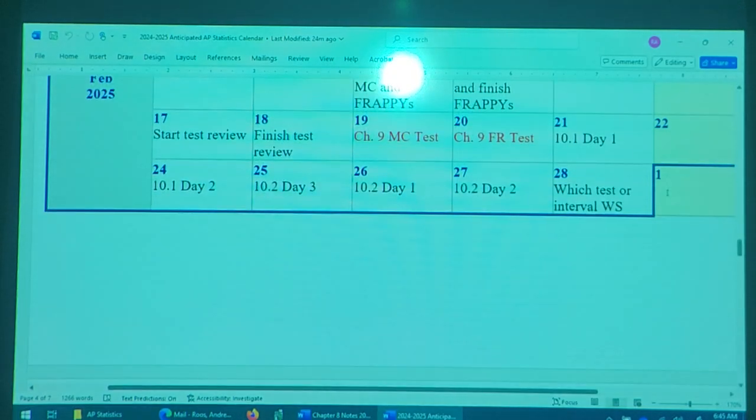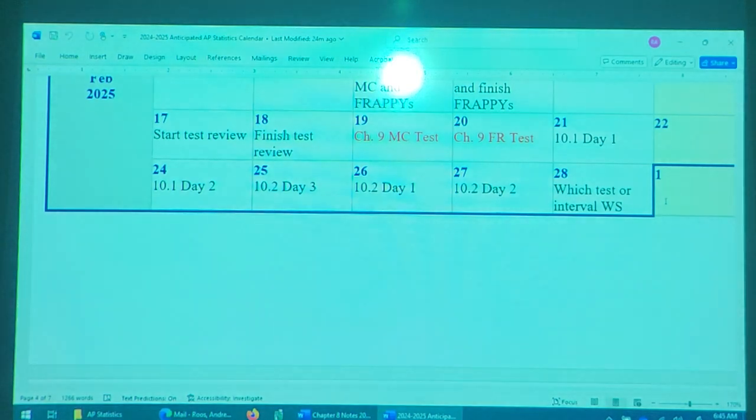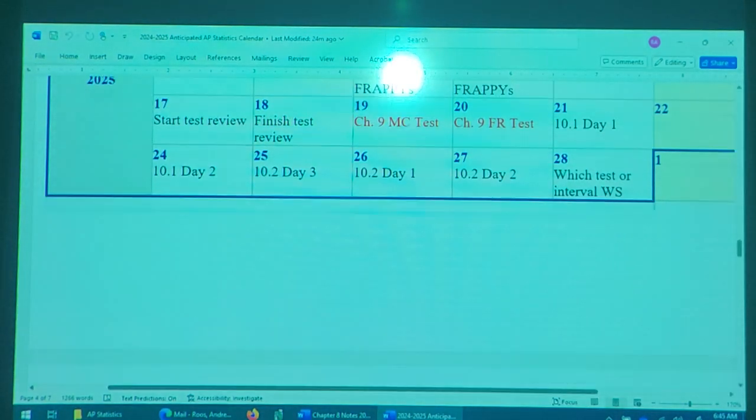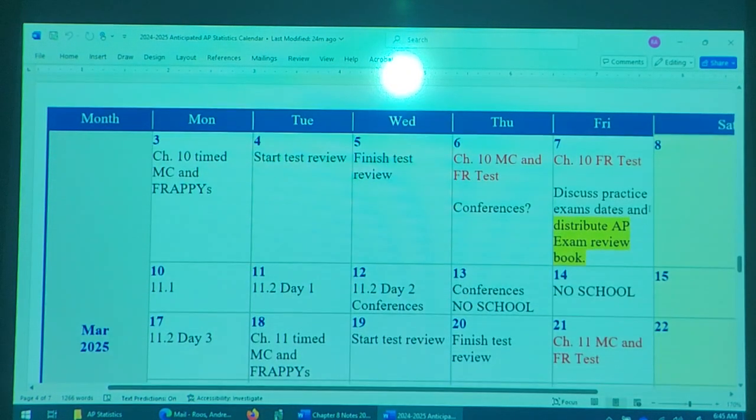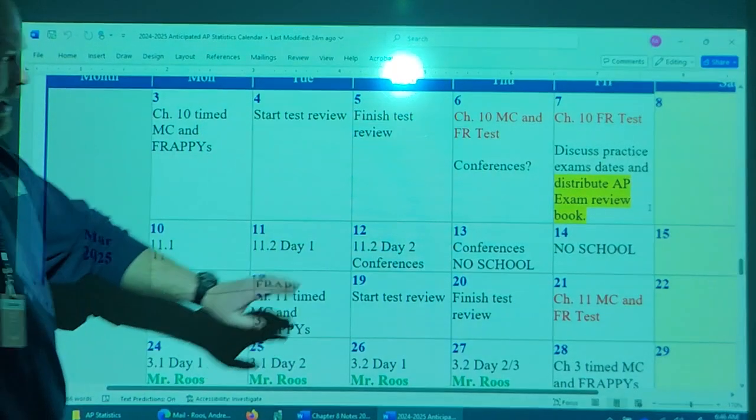Chapter 10 is kind of a combination of chapters 8 and 9. So it's going to be really important we have a solid foundation with chapter 8 and chapter 9, to feed into chapter 10. So chapter 10 pretty much takes us up to conferences.